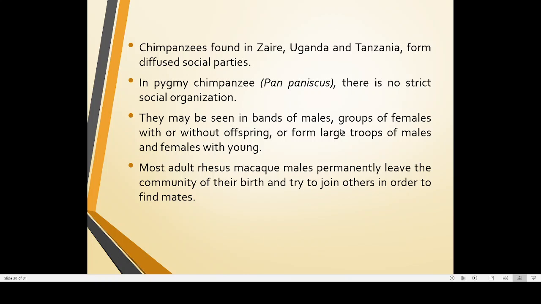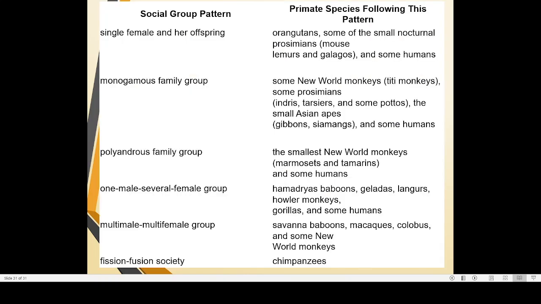They may be seen in bands of males only, groups of females only, and sometimes larger groups of male and female together. So there is no proper social arrangement. Sometimes males only, sometimes females only, sometimes males and females and children together. That is why they are not a diffused social party. No strict social arrangement is there. And most adult females may permanently leave the community of their birth and try to join others in order to find a mate. That is also another case that we are finding in the rhesus monkey.